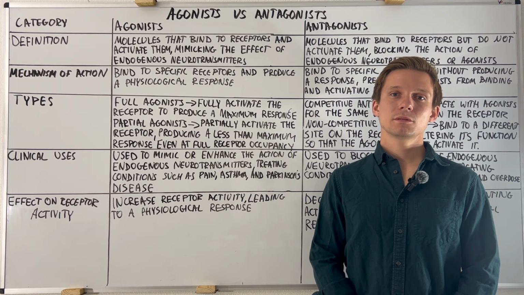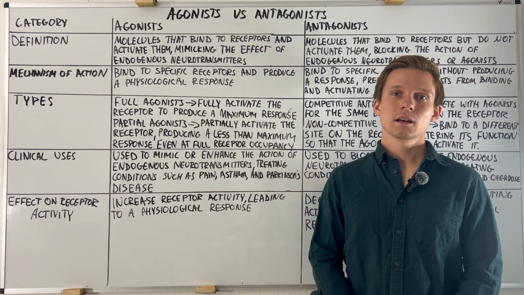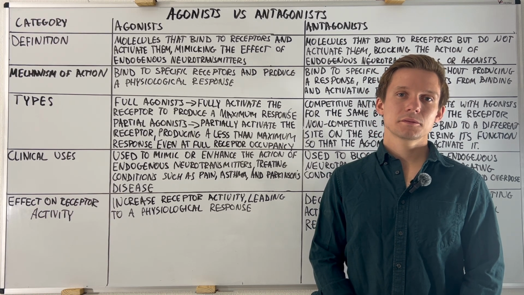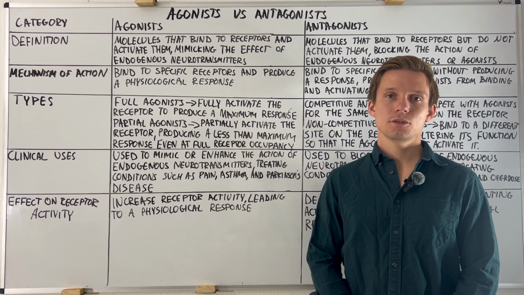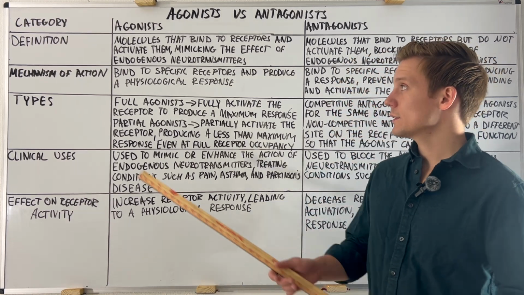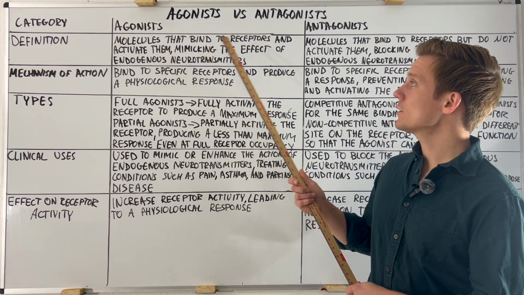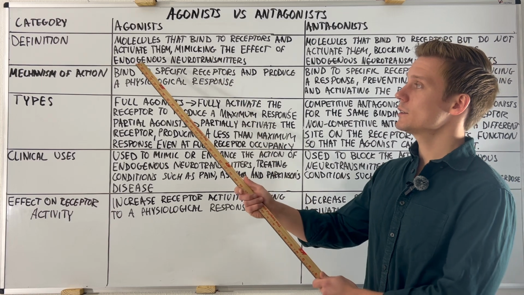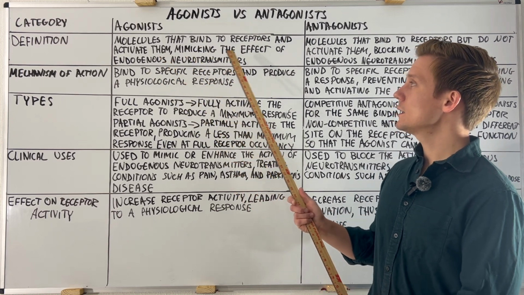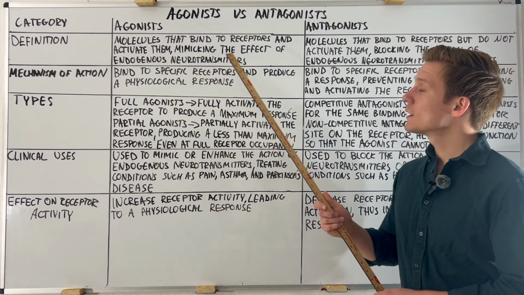In this video, we will be going over agonists and antagonists, specifically what their differences are, what they do, and how they function. So starting off with the definition for agonists, they're molecules that bind to receptors and activate them, mimicking the effect of endogenous neurotransmitters.